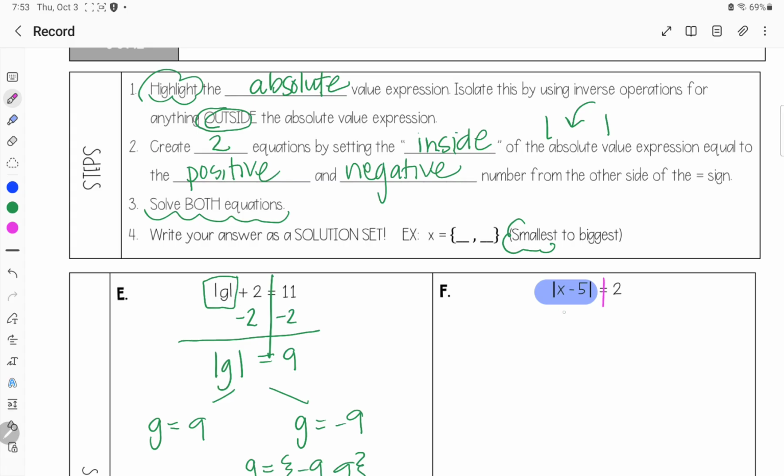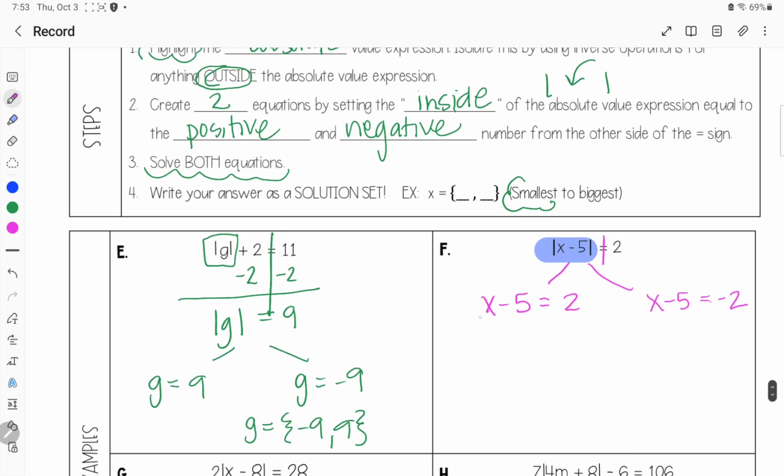Now, step 2, I'm going to create two equations. So I'm going to take this and I'm going to do x minus 5. So whatever's on the inside, it's going to be equal to this and the opposite of that. And so my other equation would be x minus 5 equals -2. And then we're going to solve for both of those. So our goal is to solve for x. So we'd add 5 to both sides, leaving me with x equals 7 for that one.